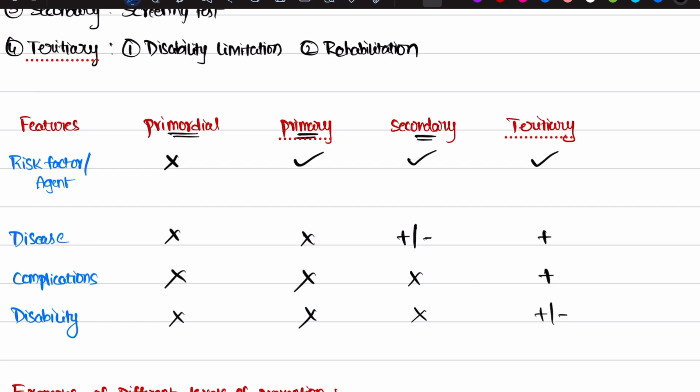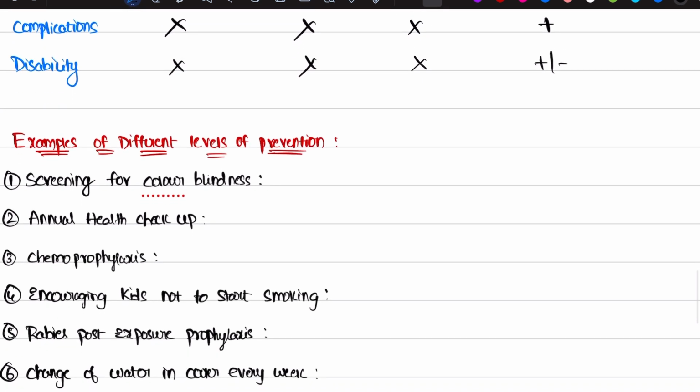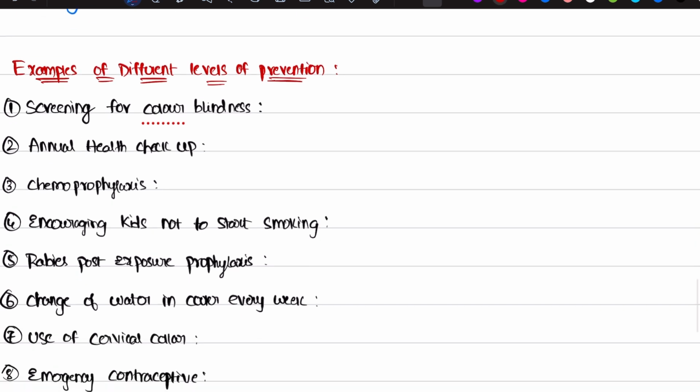And next we are going to discuss some small examples. I hope you guys understand the whole concept up to now, and by just seeing these examples you are going to answer which level of prevention this is. Okay, you guys are going to answer with me. So which level of prevention is this?